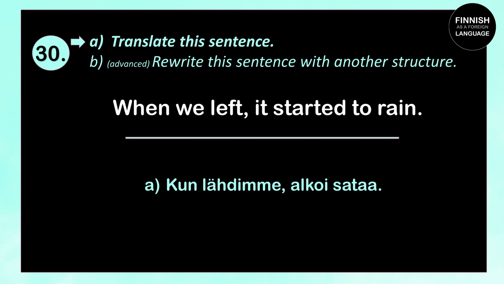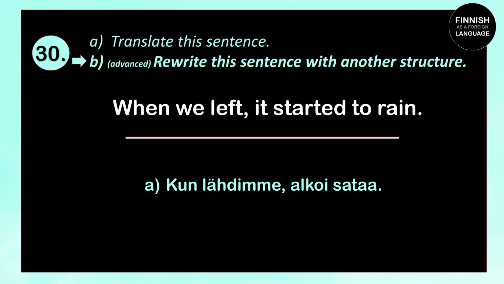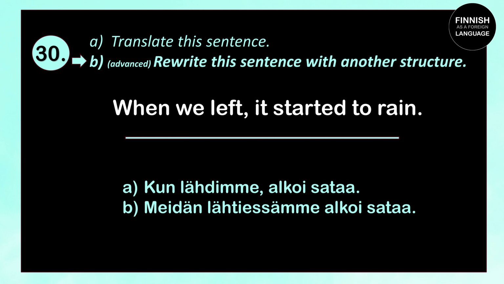Now let's move on to the second task. Rewrite the sentence with another structure. Use the second infinitive in the inessive. Okay, so we can say meidän lähtiessämme alkoi sataa. Here we use the second infinitive in the inessive, which we need when we're talking about two events happening at the same time. So meidän is the genitive of the personal pronoun me, which means we.